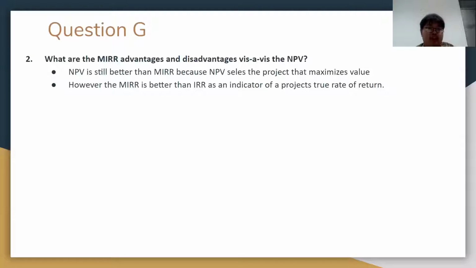And for question D, what are the MIRR advantages and disadvantages compared to the NPV? For general use, NPV is still better than MIRR because NPV selects the project that maximizes value. However, the MIRR is still better than IRR as an indicator of a project's true rate of return.